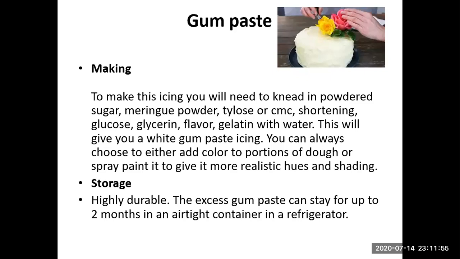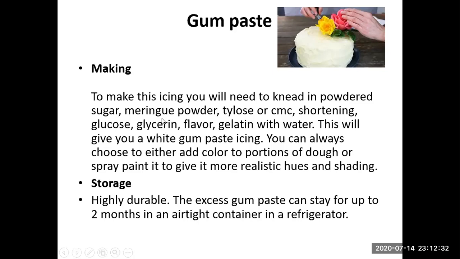Then another decoration is called the gum paste. How can we prepare it? It is, you can say, a buttercream-like frosting. Whenever you add these flower shapes there, it's called the gum paste. And to make this icing, you will need powdered sugar, meringue powder with tylose or CMC, shortening, glucose, glycerin, and flavored gelatin with water.